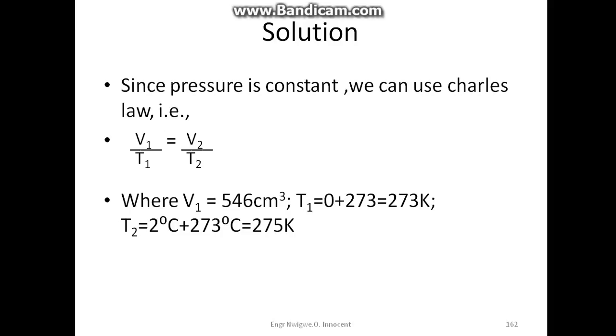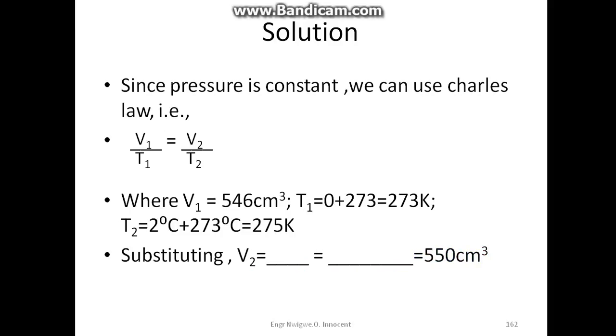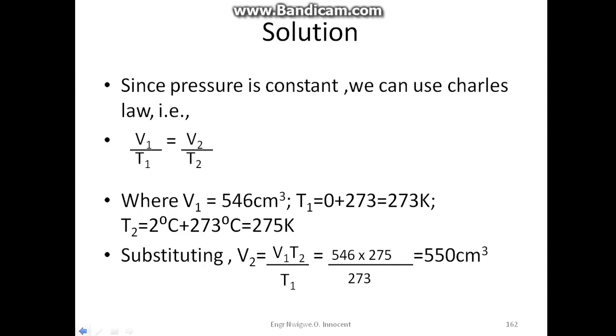We now have 275 Kelvin. Substituting the values, V2 is equal to V1 T2 all over T1, which will now give us 546 times 275 divided by 273 Kelvin, which will give us 550 cm cubed. You note that T1 and T2 are converted to Kelvin. Absolute temperature is a standard used in solving these questions.